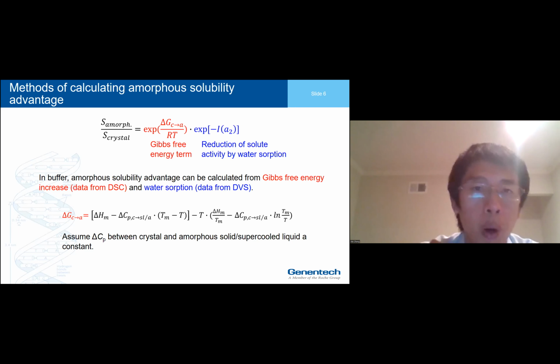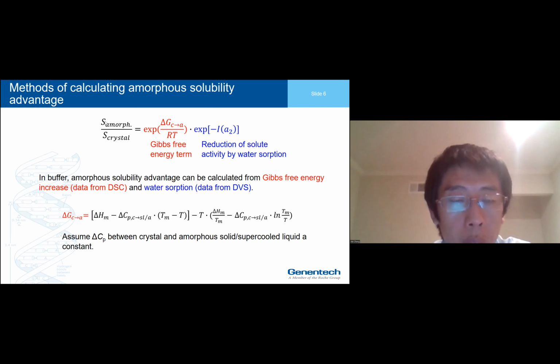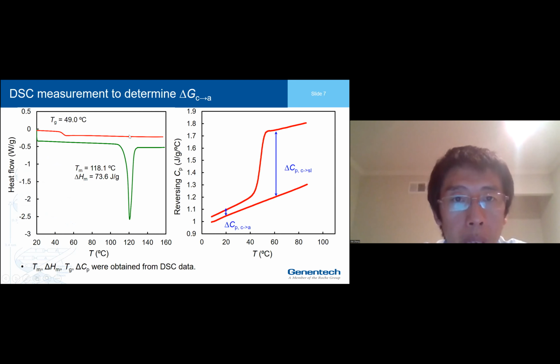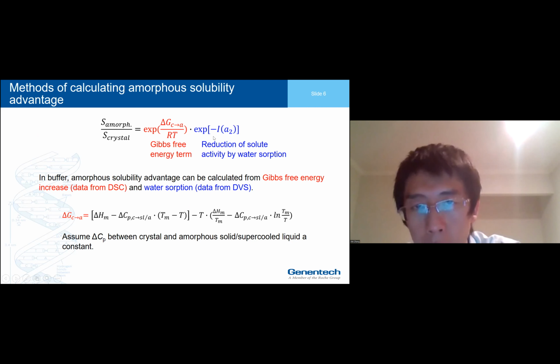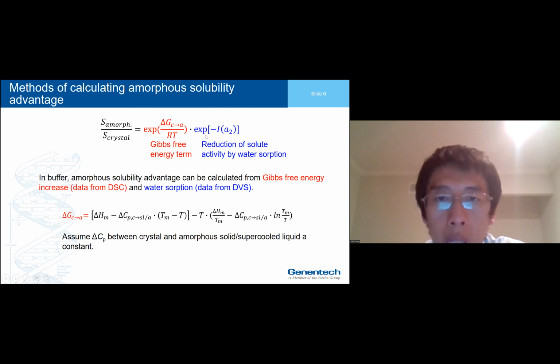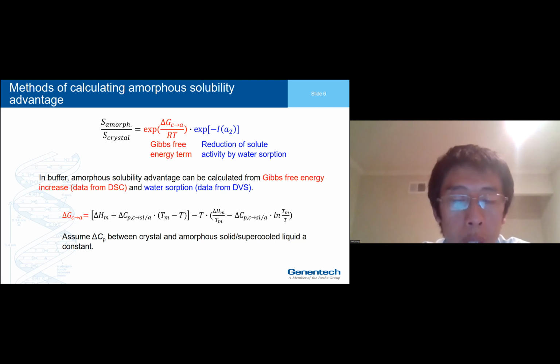So here is the model published in the literature. If you have an amorphous drug and a crystal drug, their solubility ratio can be calculated by thermodynamic equations using the Gibbs energy difference between the two forms, and also one term called the water absorption term. This is because the amorphous solid can absorb water, and the water absorption can reduce the drug solute activity, and therefore this number is always less than 1. So the water absorption will reduce the solubility advantage of amorphous material.